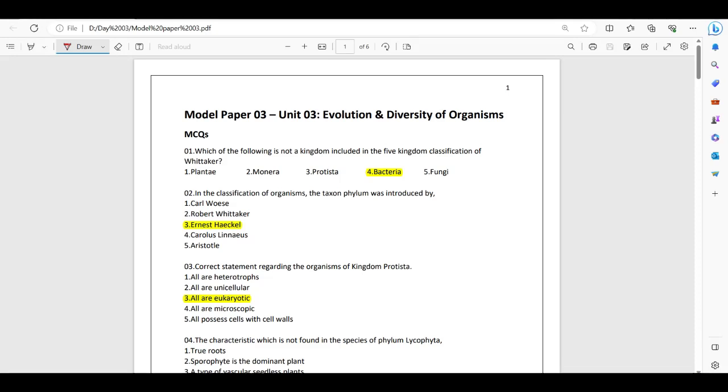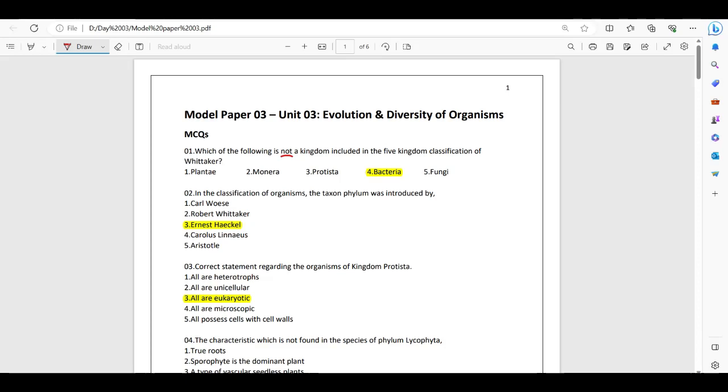This model paper has 15 MCQs, and all of them were created based on the A-level question pattern. Question number 1: which one of the following is not a kingdom included in the 5 kingdom classification of Whittaker? They're asking about Robert Whittaker. There are a few people mentioned in this unit in the resource book, starting from Aristotle, and we have Theophrastus, Carolus Linnaeus, Ernst Haeckel, Robert Whittaker, Carl Woese, and if you go further, the Darwin-Wallace theory, Darwin and Wallace. There is also a little bit of Mendel in Neo-Darwinism, but it's not highlighted.